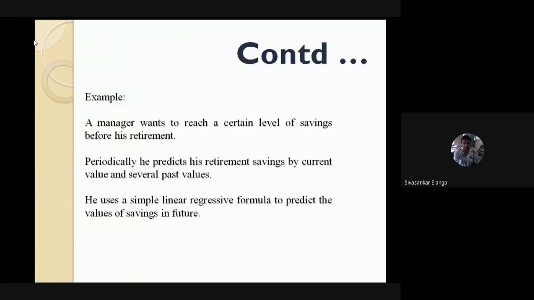So an example of regression is like a manager wants to reach a certain level of savings before his retirement. Periodically, he predicts his retirement savings by current and several past values. He uses a simple linear regression formula to predict the value of savings in future. So based on your past savings and current savings, you can predict the savings at the end of 30 years using a simple linear regression formula. It's known as regression.